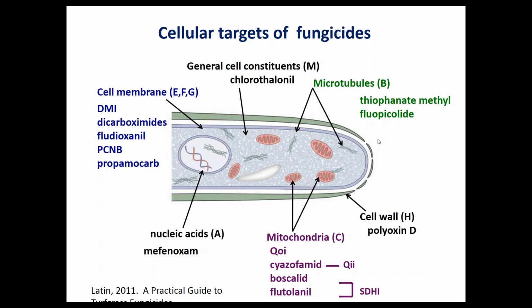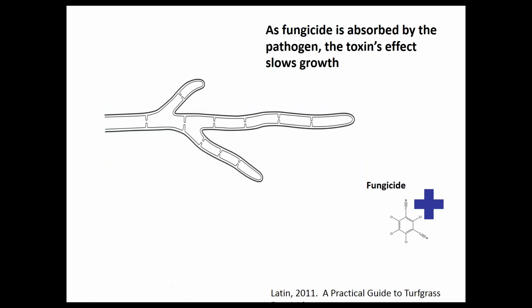What's important about that for our discussion today is that all fungicides need to be absorbed through the growing tip. Fungicides are not absorbed back here. They can't be absorbed through a fully complete cell wall. They need to be absorbed through the growing part of the cell wall where there are gaps inside the mycelium. So that'll be important for some of our later discussions.